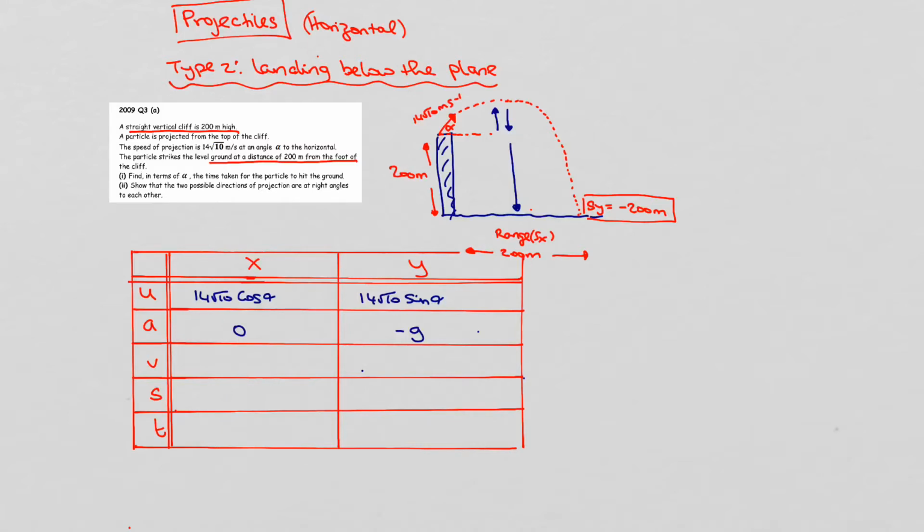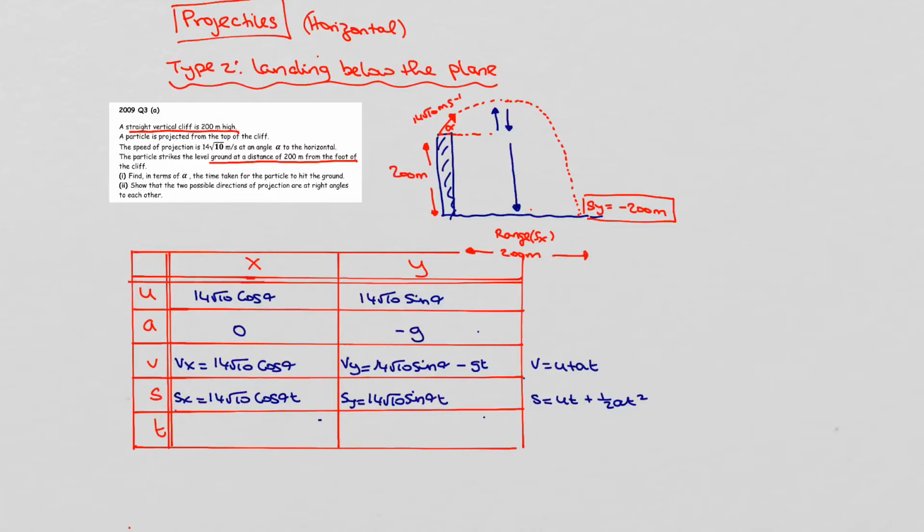We remember that v is equal to u plus at, so therefore v in the x direction is 14 root 10 cos alpha, and v in the y direction is equal to 14 root 10 sine alpha minus gt. We know that s is equal to ut plus a half at squared, so therefore s in the x direction is 14 root 10 cos alpha t, and in the y direction we have 14 root 10 sine alpha t minus a half gt squared, and obviously time is with respect to t.